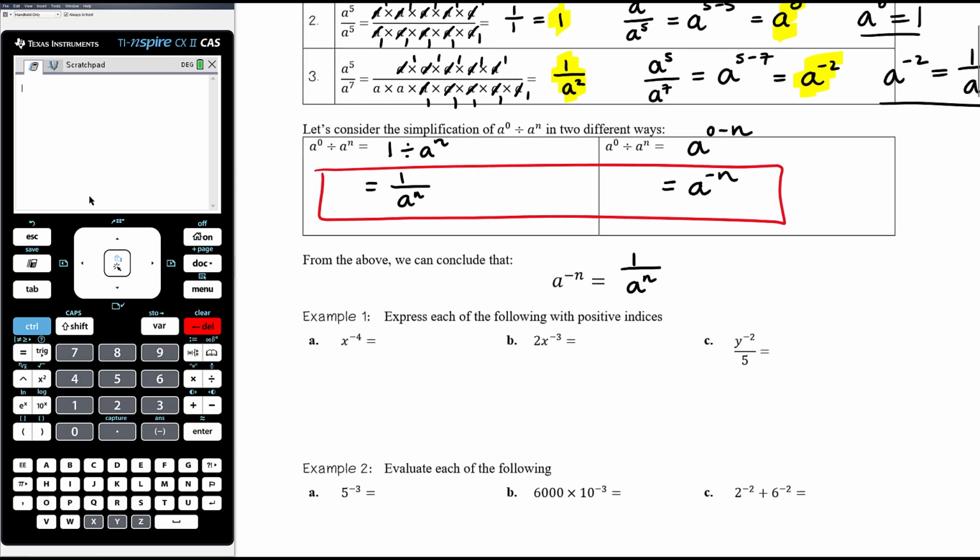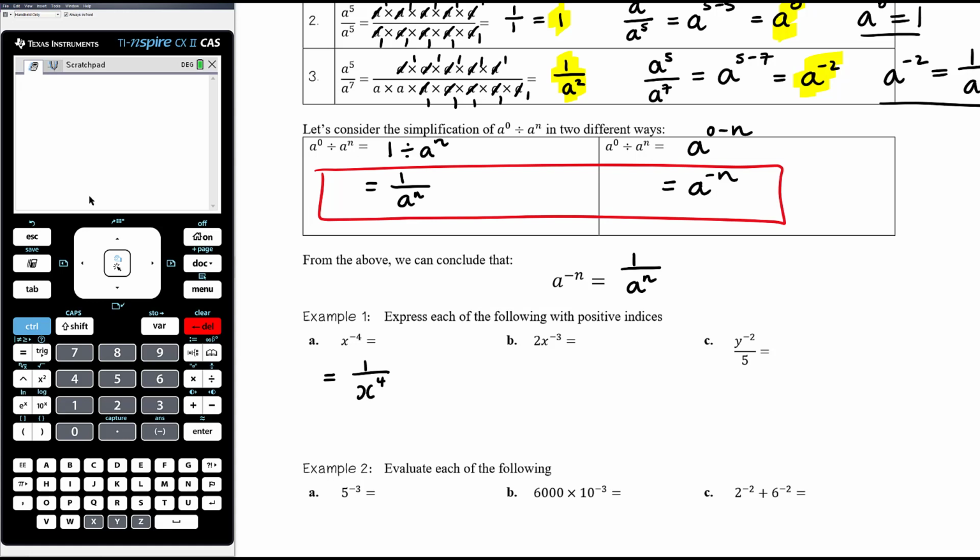So for example, if we had x to the power of negative 4, that is 1 over x to the power of positive 4. The negative has got nothing to do with multiplying by a negative. It's got nothing to do with making the value of the thing negative. It's all about taking the reciprocal.